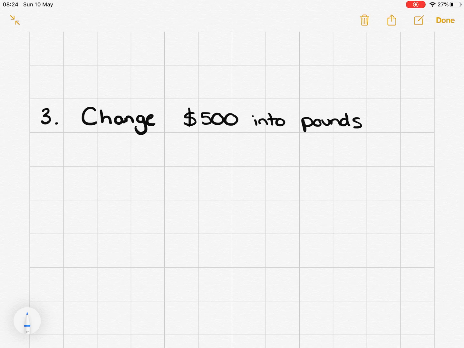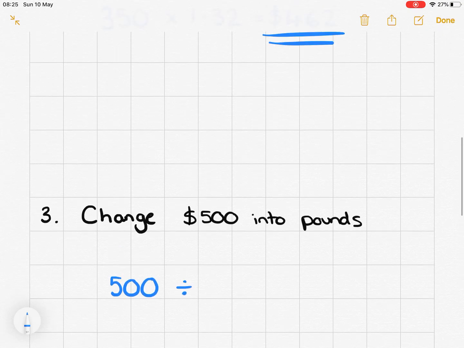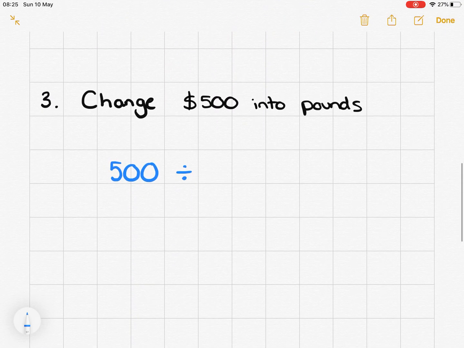When we want to change it back, it's an inverse process. Rather than going from pounds into dollars, this time we're going from dollars into pounds, which means rather than multiply, all we're going to do is divide by the exchange rate. So $500 divided by what my dollar exchange rate was, which was 1.32. We know that from the last question. Again, we put that into our calculator.